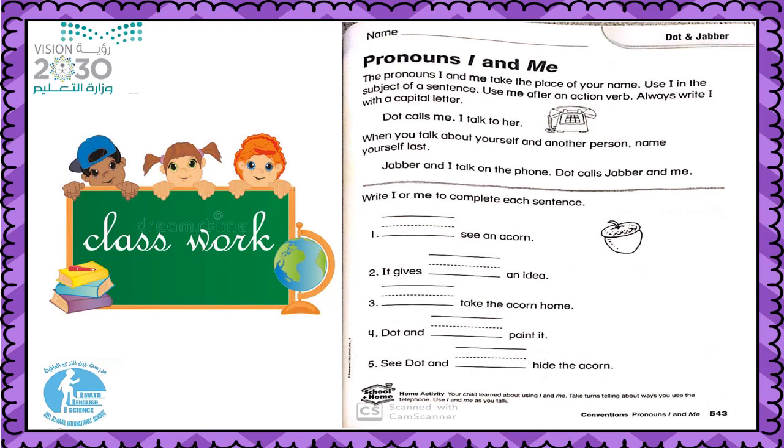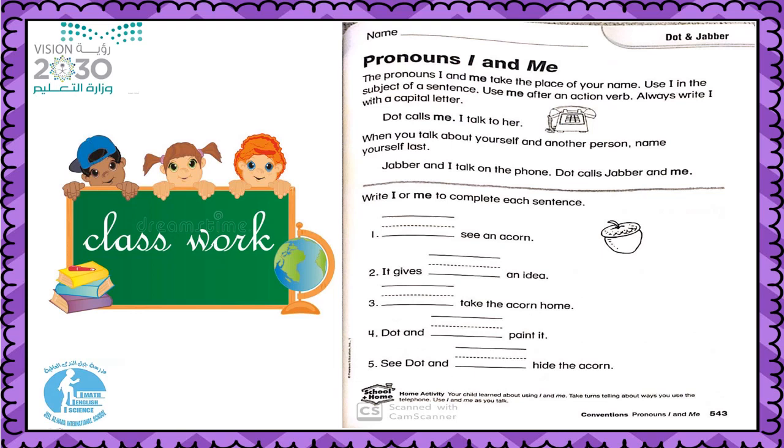Write I or me to complete each sentence. The I should be written in capital letter, boys and girls. It's wrong if you write the I with a small letter. Number 1. I or me see an acorn. We start the sentence with I or me. Excellent, with I, because we use I in the subject of the sentence, in the beginning of the sentence, before the action verb. So, I see an acorn.